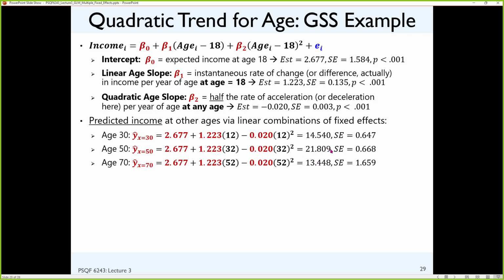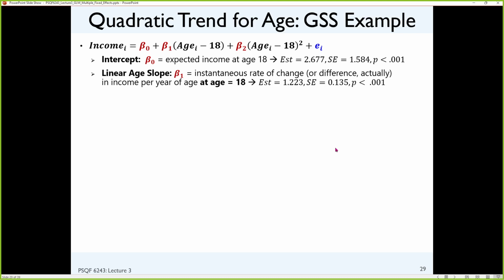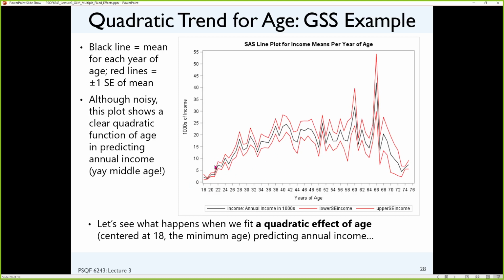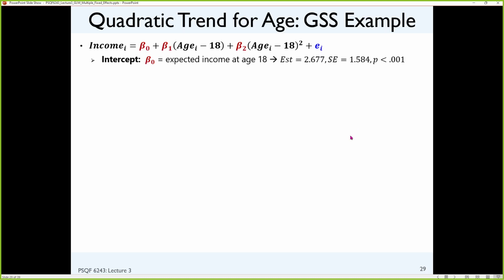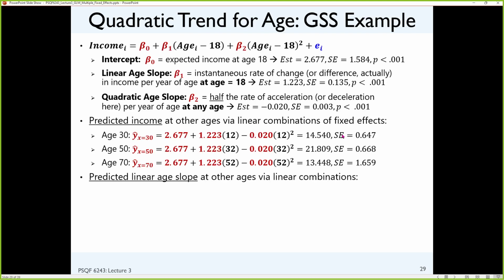So now a slightly extra level of difficulty. Back up here, this is the slope at 18. Could I figure out, do you think, what the slope is, say, at 30 or 50? Yeah, because I know that the slope changes by twice the quadratic per year of age. So the math looks like this. The predicted linear slope at age 30 starts with whatever the linear slope is at age 18, and then multiplies twice the quadratic times the year that you want the slope for.